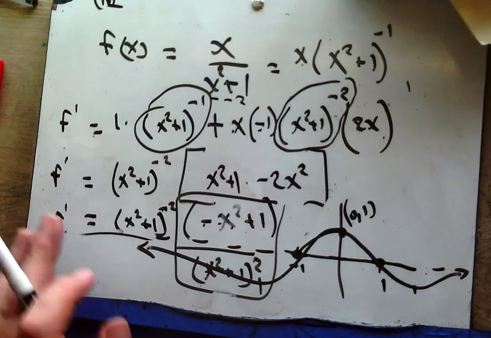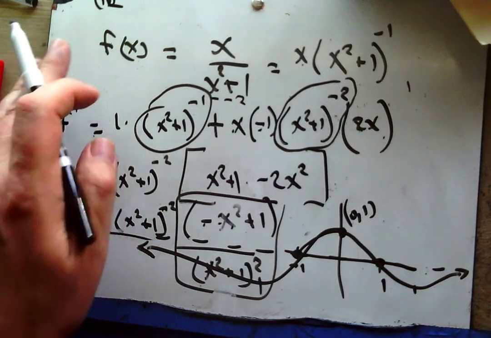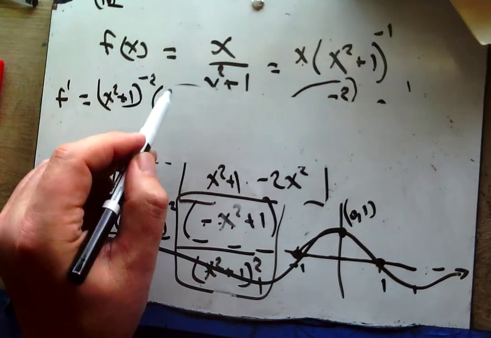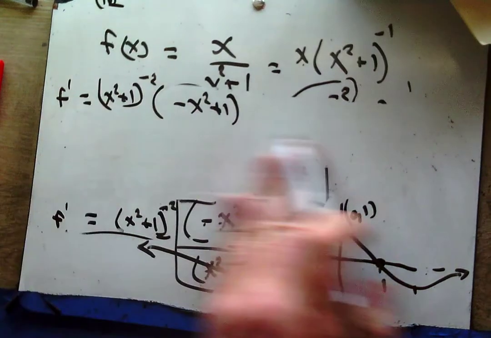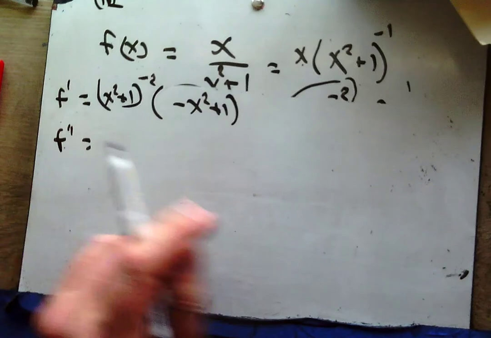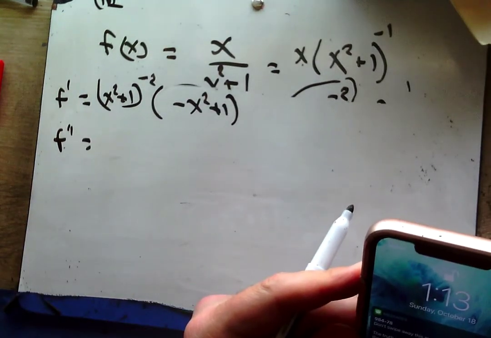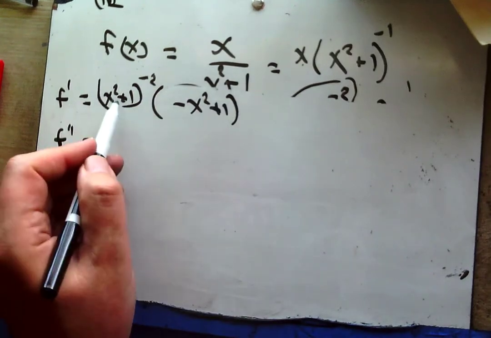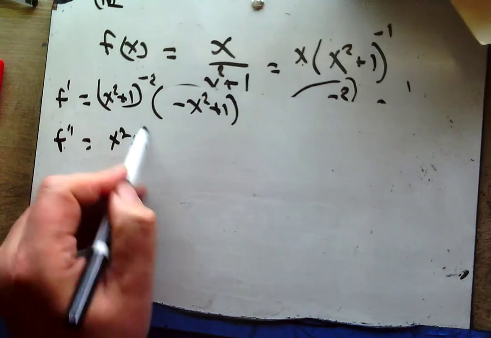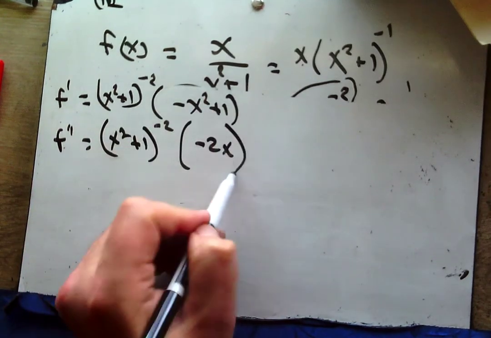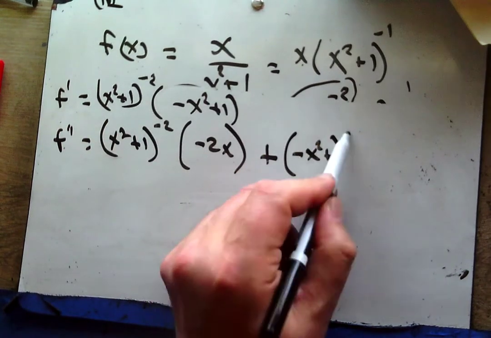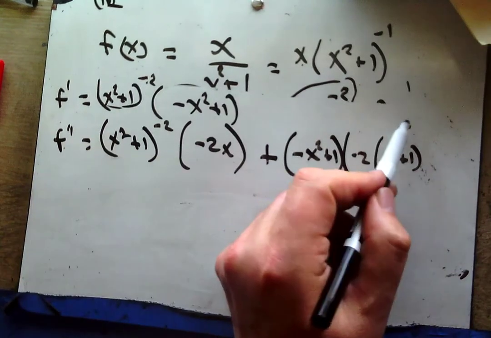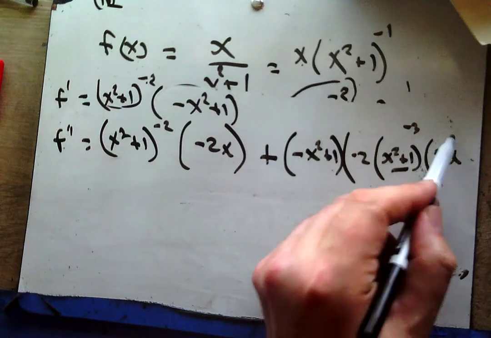All right, let's see what happens when we do the derivative of the derivative. So I want to do the second derivative. My board needs to be white. F prime was (x squared plus 1) to the minus 2, and then negative x squared plus 1. Okay, so let's go with f double prime. F double prime equals, product rule. This times the derivative of that: (x squared plus 1) to the minus 2 times negative 2x, plus this, negative x squared plus 1, times the derivative of that. So I bring down the negative 2, I leave the inside alone, I subtract 1, and don't forget the derivative of that inside function, 2x.